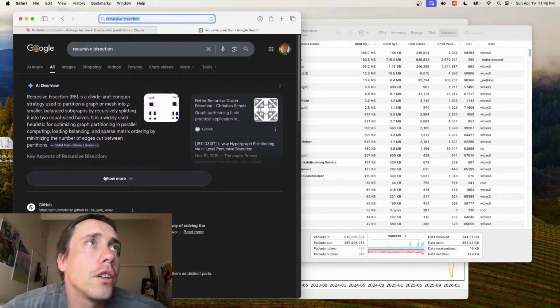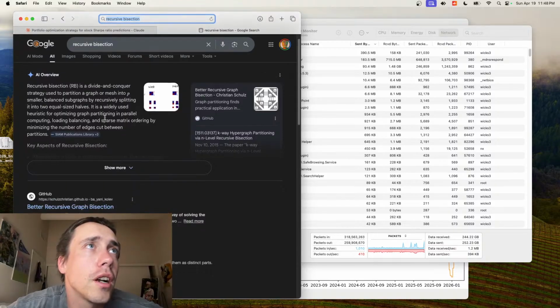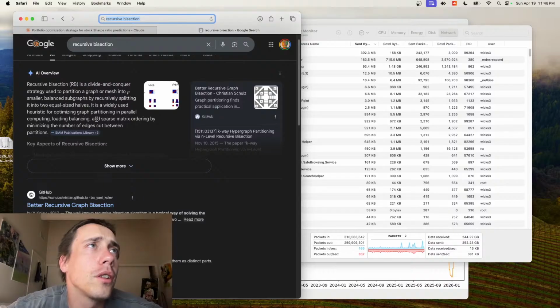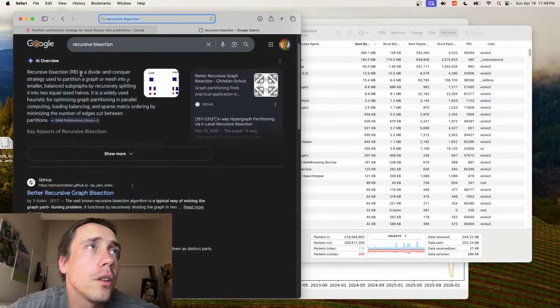Divide and conquer strategy used to partition a graph into p smaller balanced subgraphs by recursively splitting it into two equal-sized halves. It's a widely used heuristic for optimizing graph partitioning in parallel computing, load balancing, and sparse matrix ordering.